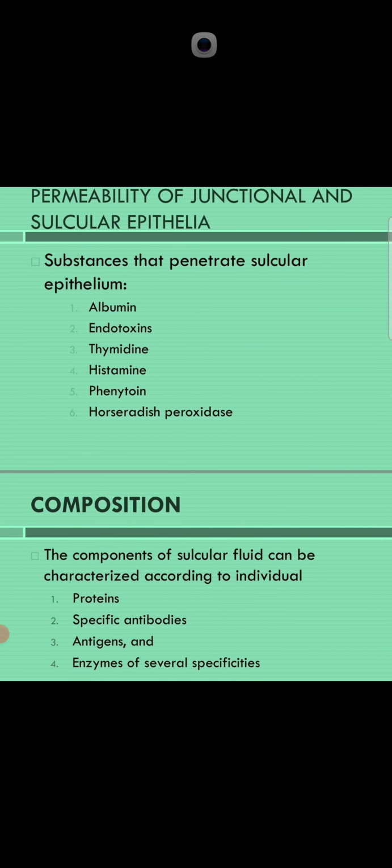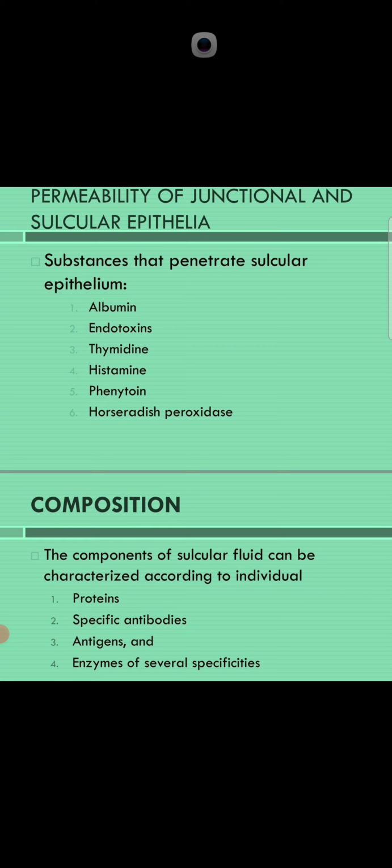Now come to the permeability of junctional and crevicular epithelium. Meaning, the junctional and crevicular epithelium are permeable to which substances? Substances that penetrate the crevicular epithelium are albumin, endotoxin, thymidine, histamine, phenytoin, which is an anti-epileptic drug, and next is horseradish peroxidase.